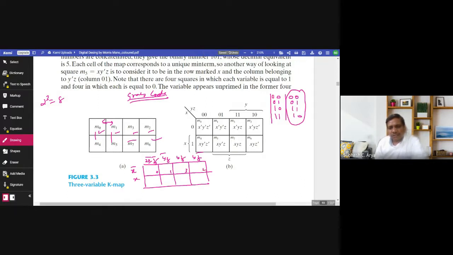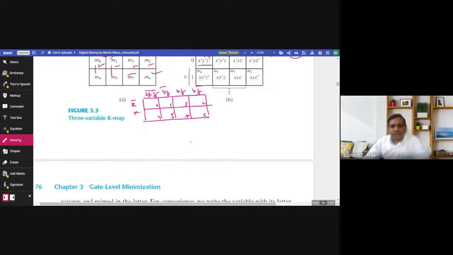This is x, y bar, z bar, 4. X, y bar, z is 5. Sorry, x, y, z is 7. And x, y, z bar is 6. So 0, 1, 2, 3, 4, 5, 6, 7. This is how we give this numbering. So this is the three variable Karnaugh map representation, and here the respective minterms are also expressed.